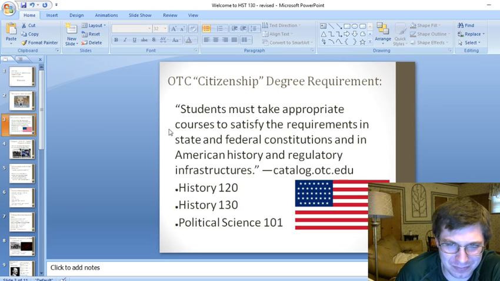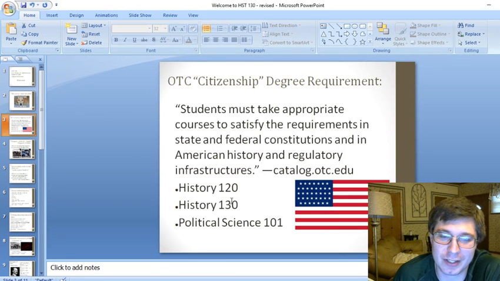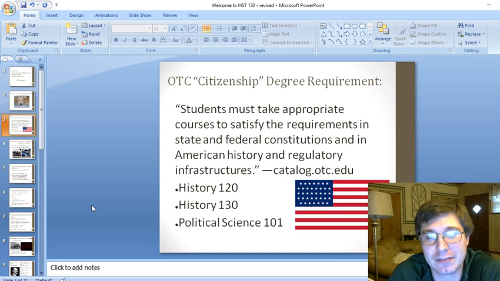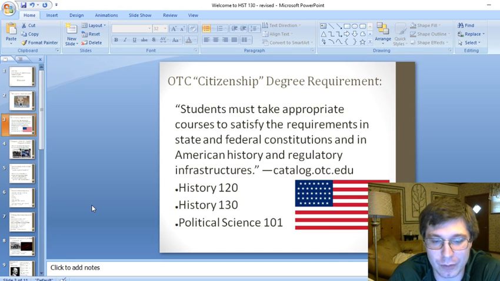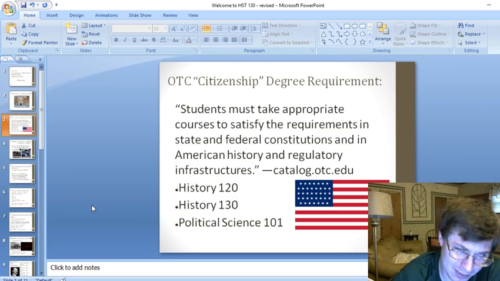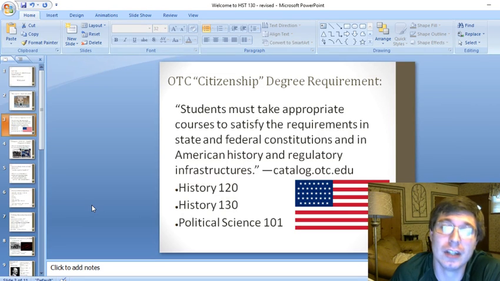So as far as I understand, there are three ways students can fulfill this degree requirement. History 120, which is the first half of American history. History 130, which is this course, the second half of American history, which is from after the Civil War to the present. History 120 is up to the Civil War, basically. And then there's Political Science 101.